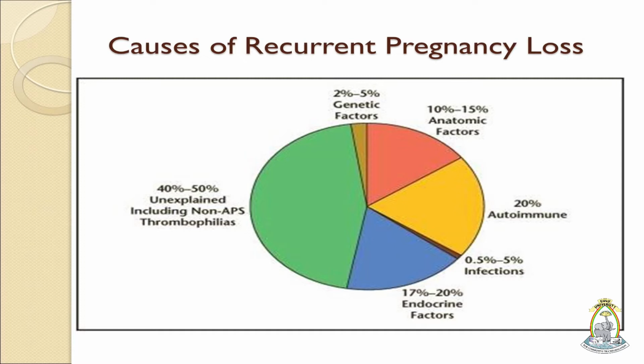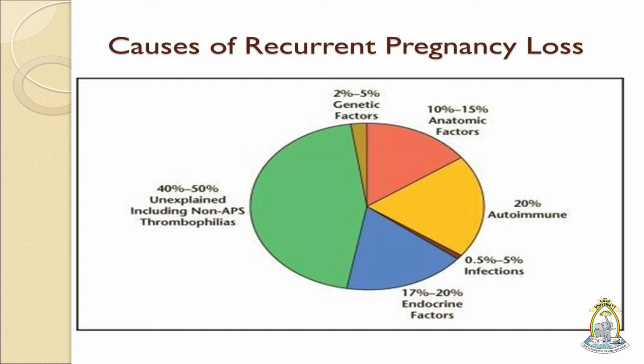Infection only accounts for up to 5%. And this is a common thing in the clinical setting. You find people want to look for syphilis, some urinary tract infection, some intrauterine infection, or maybe malaria, yet this occurs in only 5% of cases. So that should also be at the back of your mind.